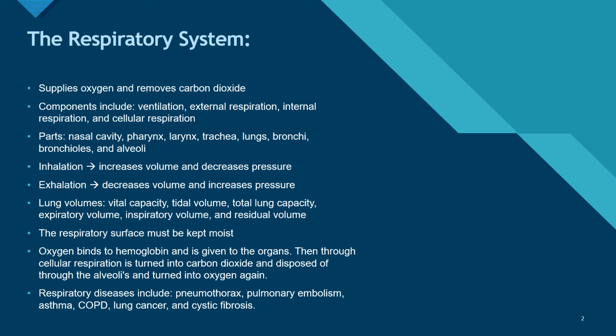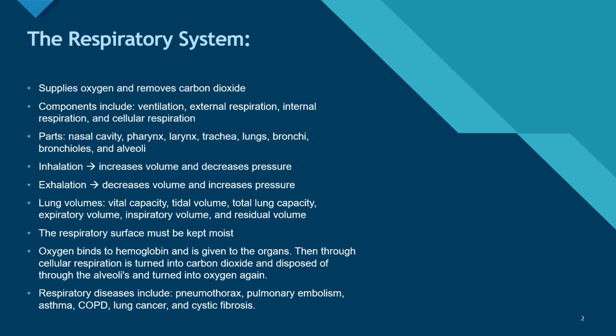External respiration is the exchange of gases across the respiratory surface between the air sacs, or the alveoli, and blood. Internal respiration, on the other hand, is the exchange of gases as well, but it's between the blood and the capillaries and the cells. And lastly, cellular respiration occurs at the cellular level, so the mitochondria, and it requires nutrients from the digestive system to take chemical energy and convert it.